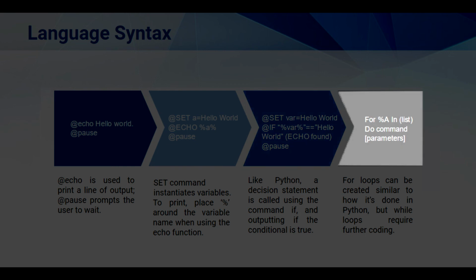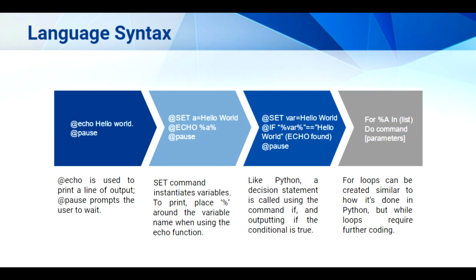For loops are kind of different because they require a different format. You use for, such as in Python, but you have to use do command in order to set your conditionals. While looping can be done as well, but it requires further coding.